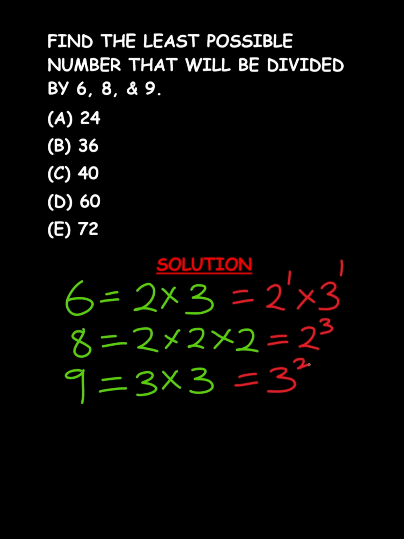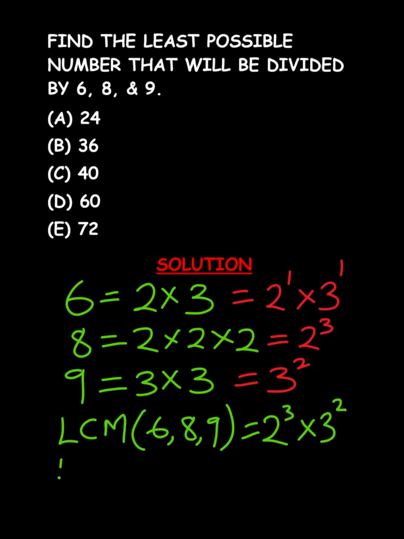Next, find the product of the factors that have the greatest power among these. Therefore, LCM of 6, 8, 9 equals 2 cubed times 3 squared, which is equal to 8 times 9 equals 72. The correct option is E.